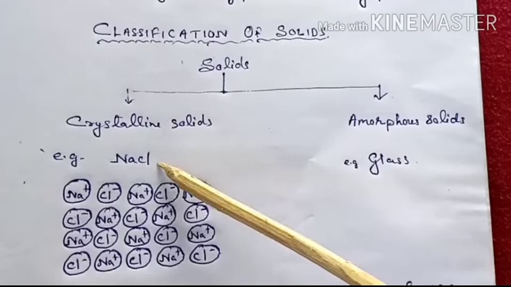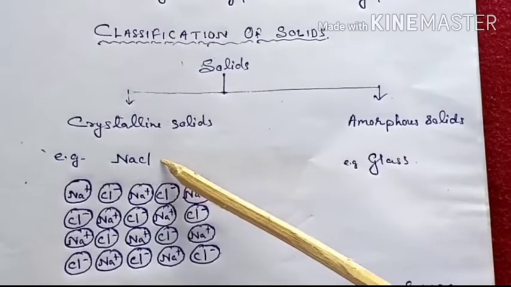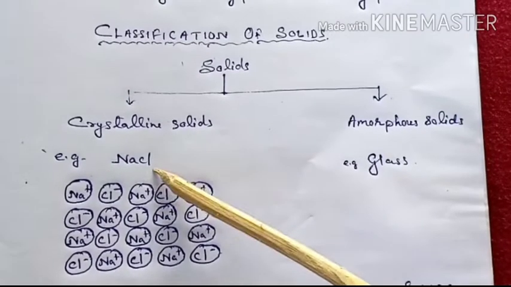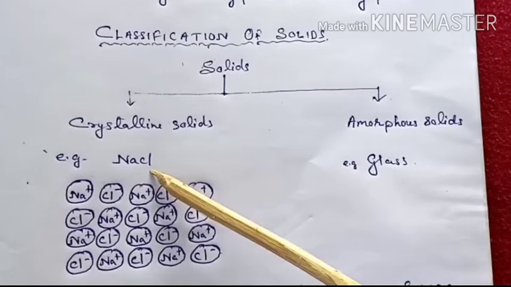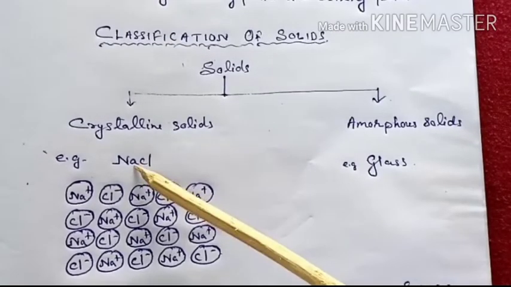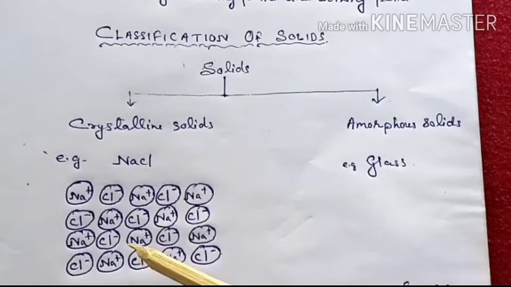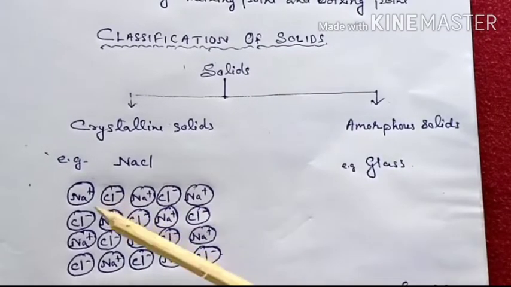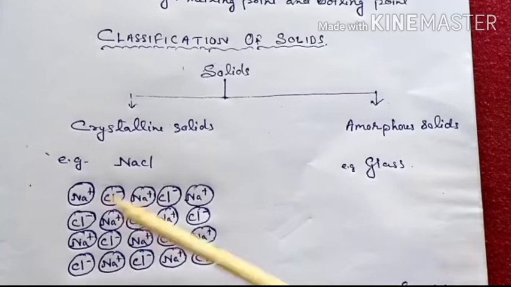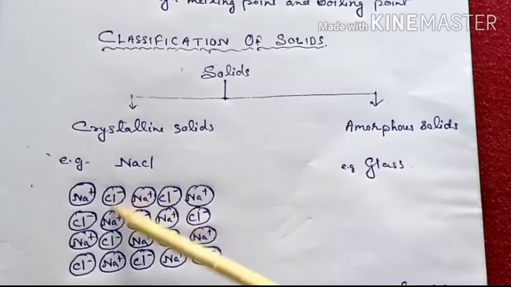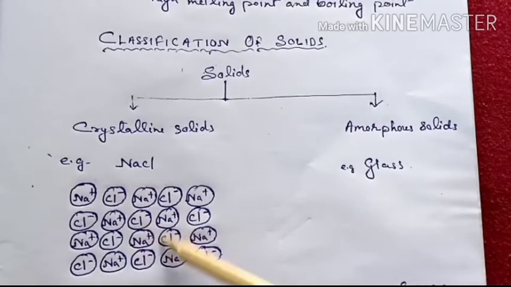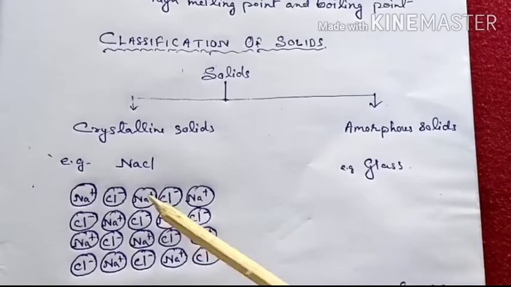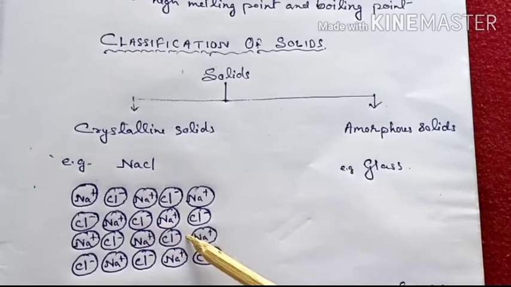One of the examples of crystalline solid is sodium chloride. Here sodium chloride is made from sodium ion and the chloride ion. So let us look at the arrangement inside the sodium chloride. Inside the sodium chloride, sodium ion, chloride ion, sodium ion, chloride ion, we can see the arrangement. If we look at this arrangement carefully, we can see that the constituent particles have a regular arrangement.